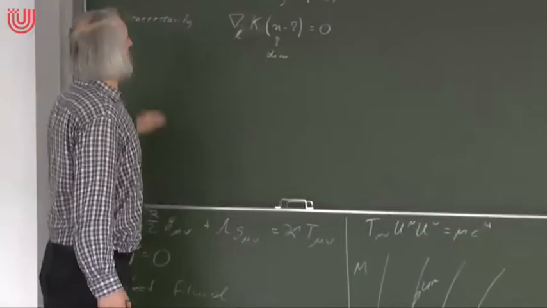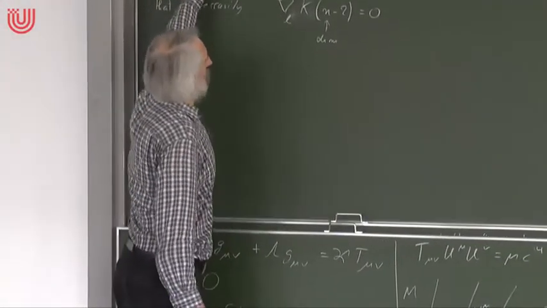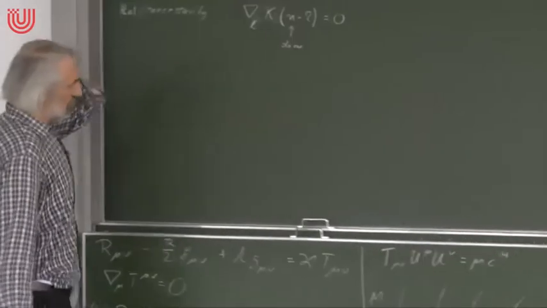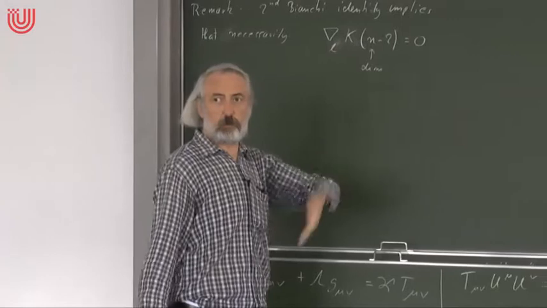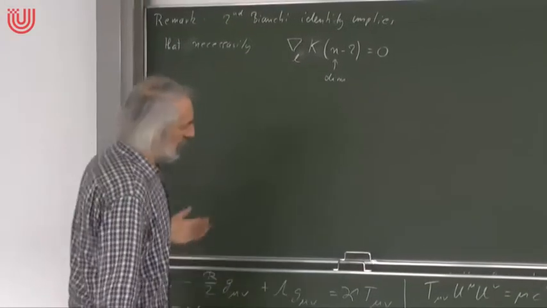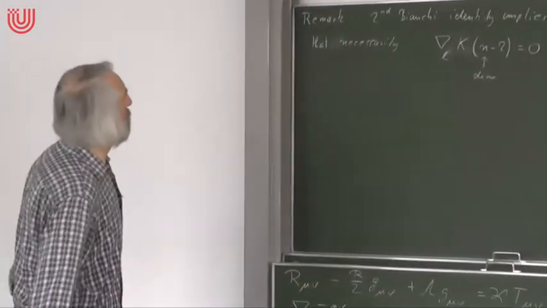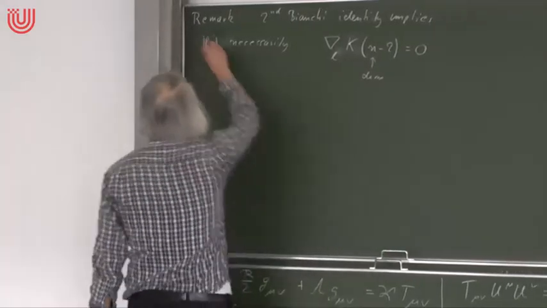Okay, so this was, yeah, if you're interested, you can do this in 3 lines. You write down the Bianchi identity and you contract the indices away so that only one index is left. Then you get this result. Okay, this was a remark.